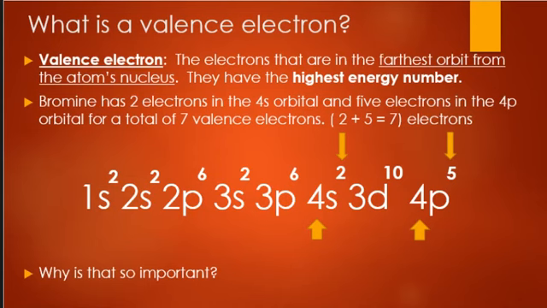All right, so remember, this is the same thing. If you didn't get that written down, it's right here. It's the farthest orbit from the atom's nucleus. It has the highest energy number. Okay, so maybe, does it say bromine in that box there? All right, you're going to write this down. 1s2, 2s2, 2p6, 3s2, 3p6, 4s2, 3d10, and 4p5.